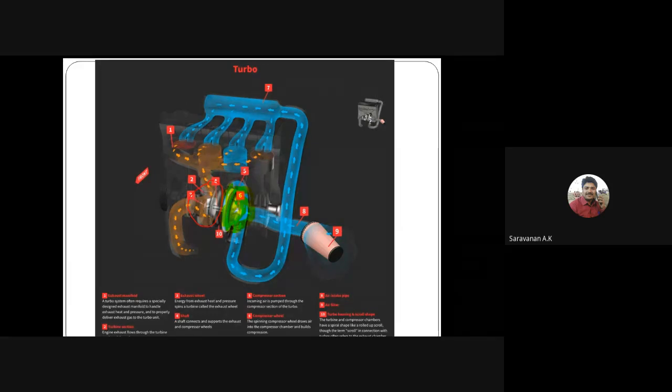Do you understand the concept? Have you understood? Anyone? Yes, sir. What is supercharging and what is turbocharging?